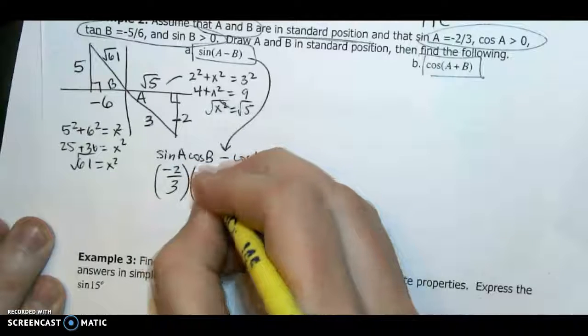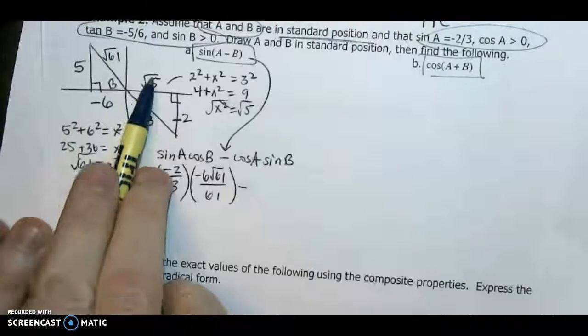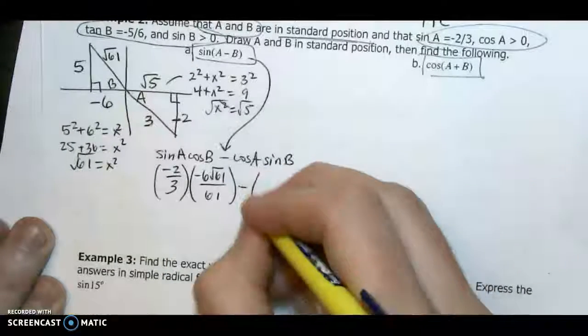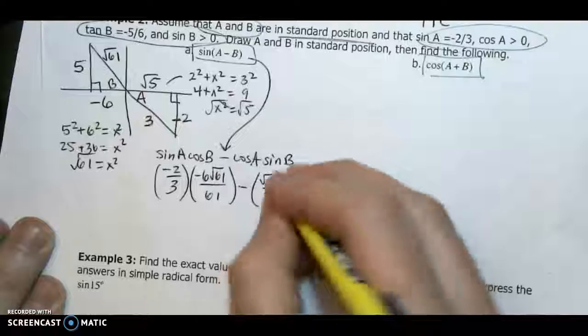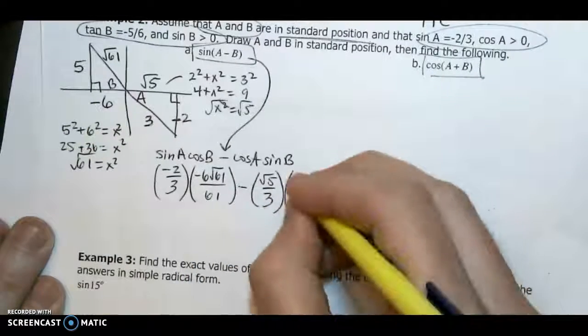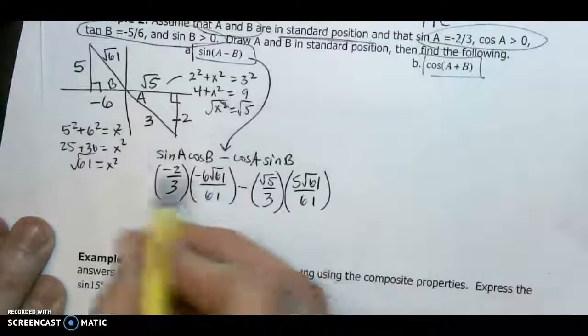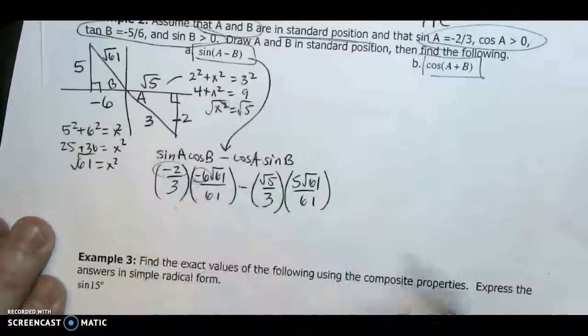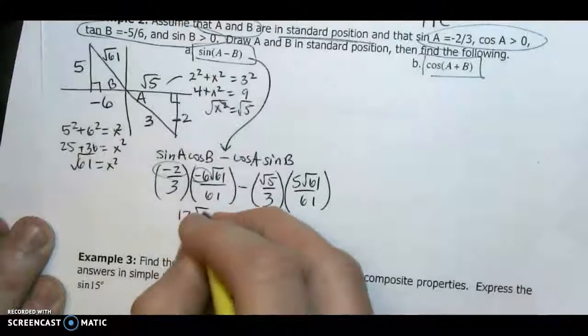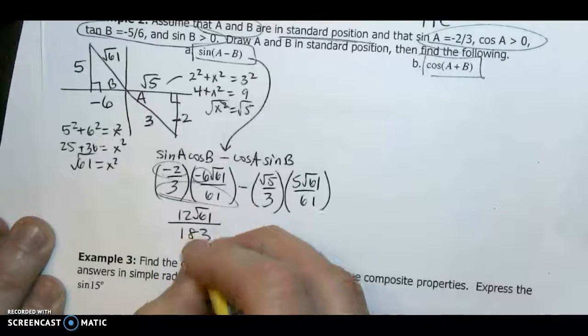And we're going to move the radical 61 to the top. Cosine of A would be adjacent over hypotenuse from your A picture. Sine of B will be opposite over hypotenuse, and move that radical 61 to the top. Then you want to multiply, so on top negative 2 and negative 6 are going to make positive 12. 3 times 61 is 183.